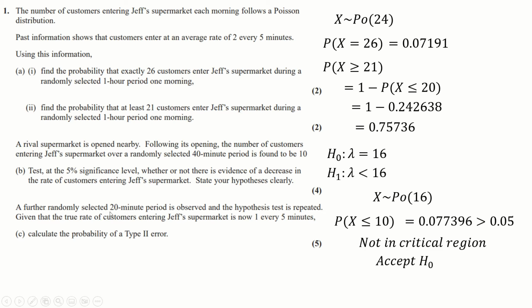A further selected 20-minute period is observed. So 20-minute period means scaling this down by 4. So there'll be Poisson 4, I think. Given the true rate is now this, so it will actually change, and this is the true rate. Type 2 error. Now, a type 2 error occurs when you accept H naught, even if it's wrong, when it just happened to be wrong.